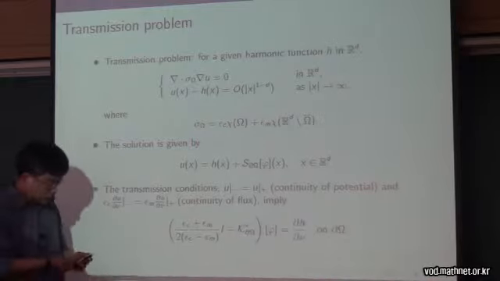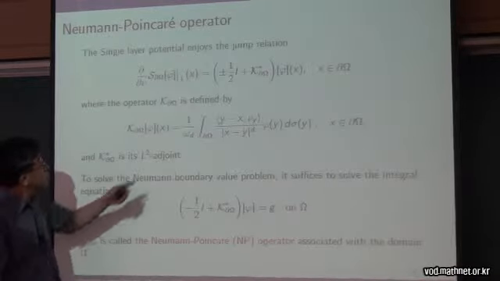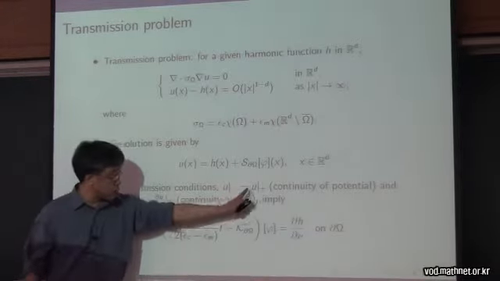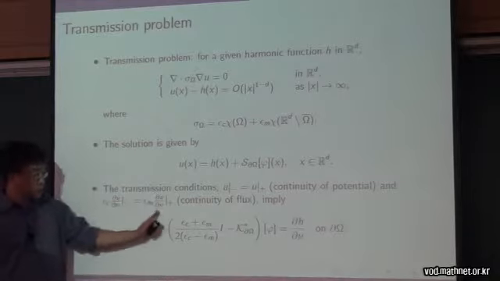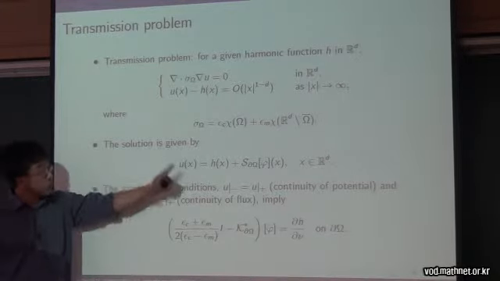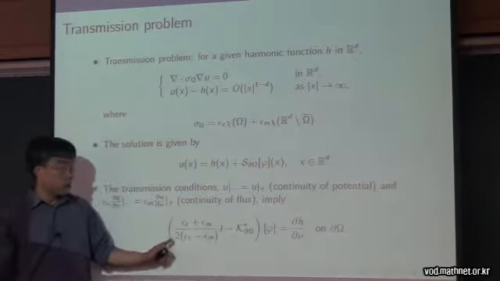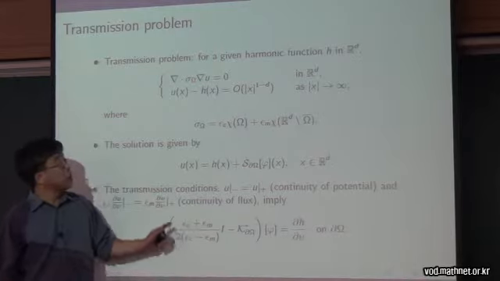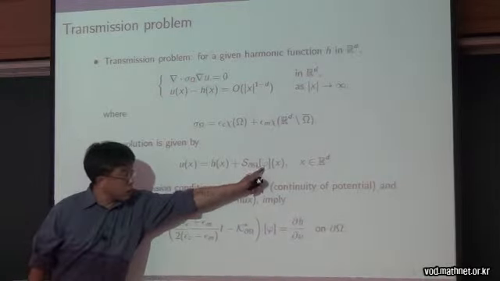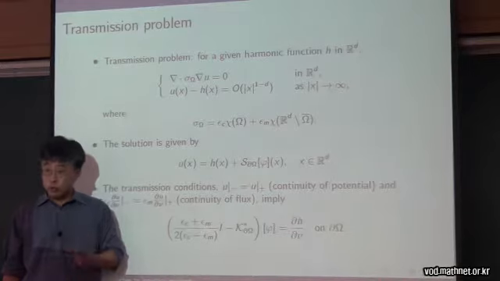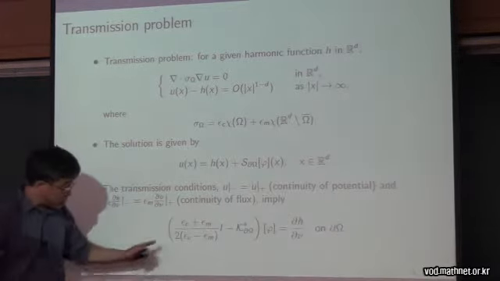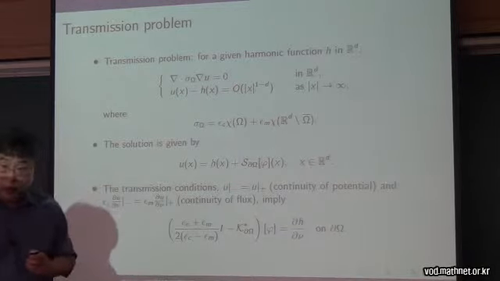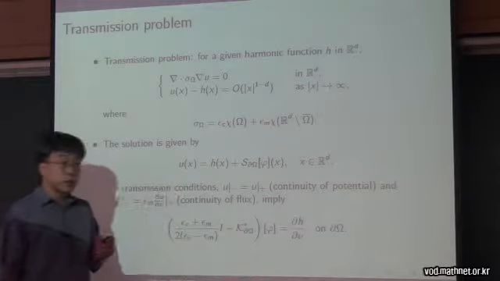Now, using the jump relation of the single layer potential, if you take a normal derivative, with continuity of potential and continuity of the flux, then you need to solve this equation to find the solution phi. Once you solve this equation, just plugging into this formula, you will find the solution. But we have to pay attention to this number.